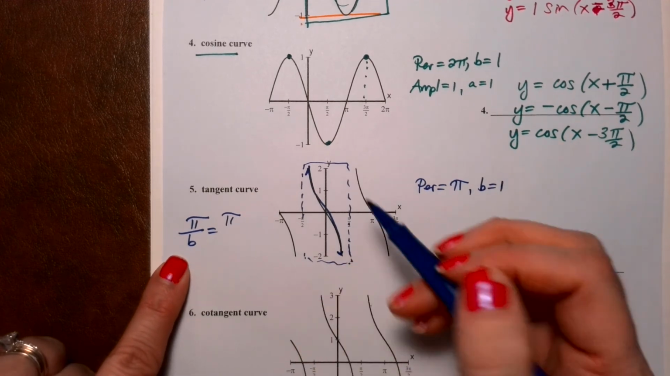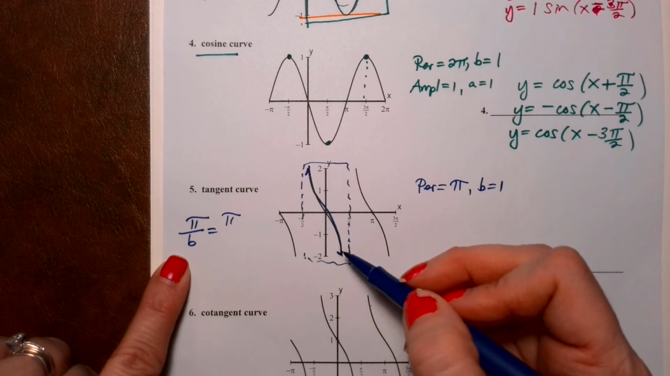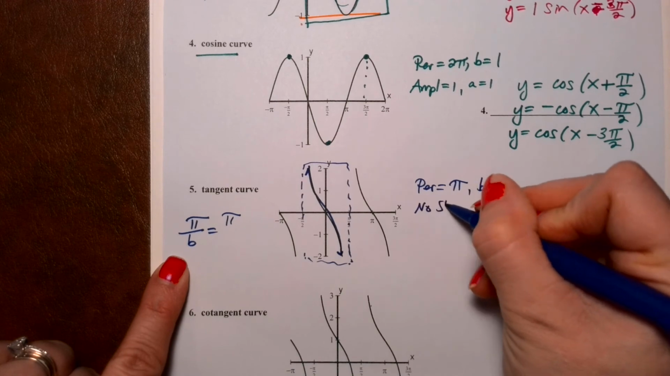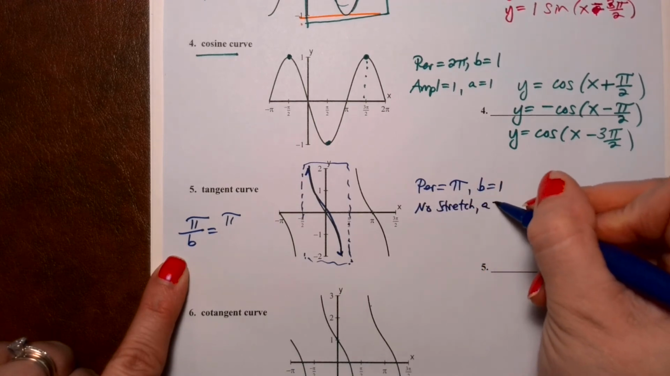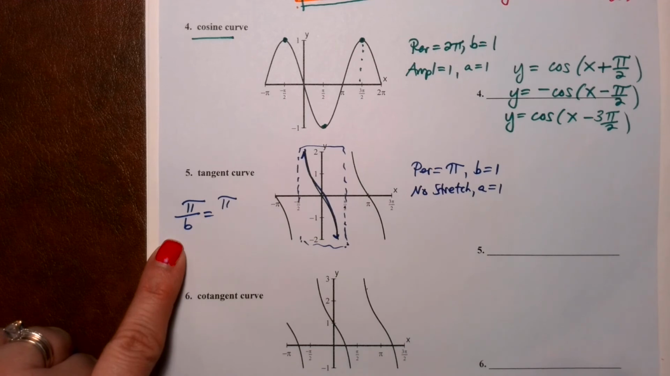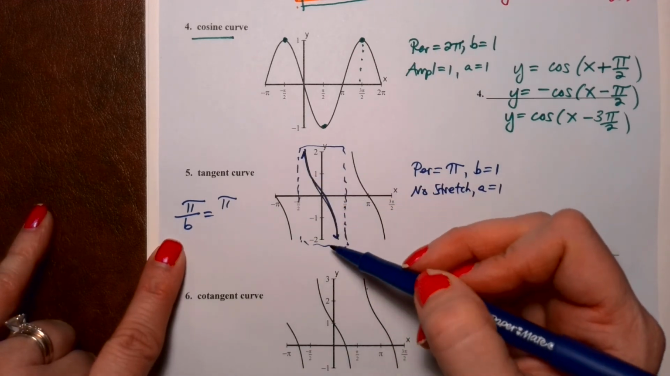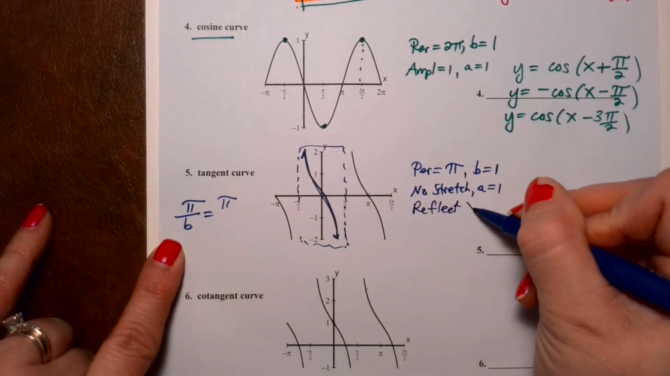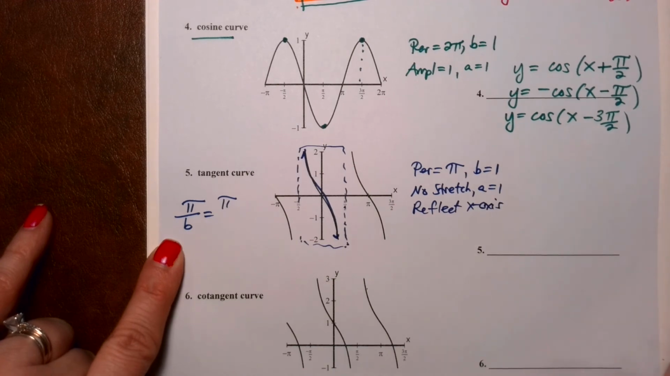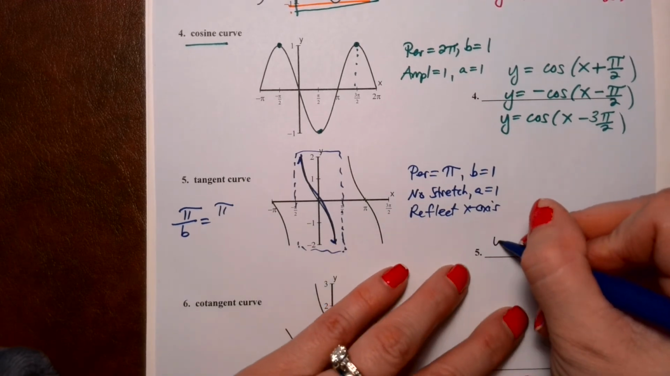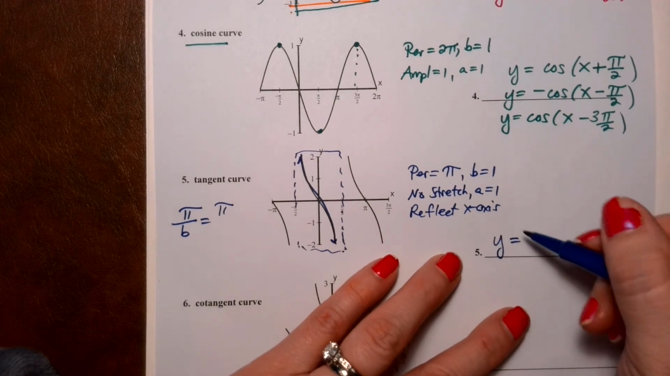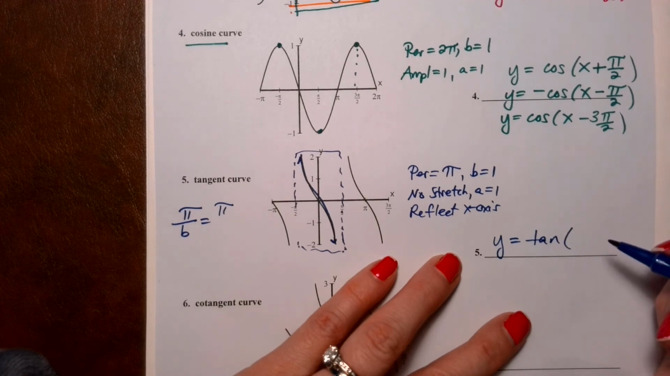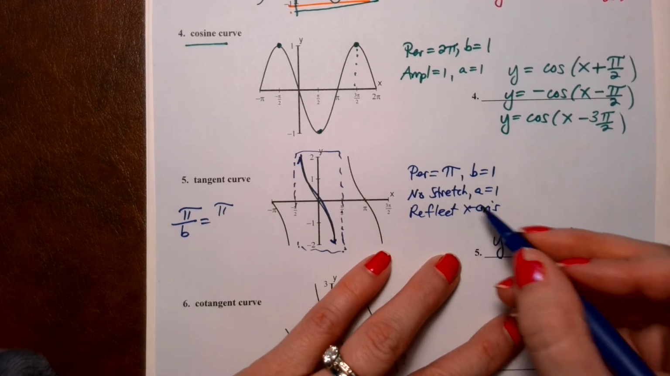I don't see any stretching or shrinking because there's no dashed lines, and I'm never going to make you make up a stretch or a shrink. So there is no stretch, which means the a value is just going to be a 1. Is there any reflection going on here? Oh, yes, there's a reflection over the x-axis. Absolutely. So let's go ahead and get started. Y equals 1, and then tangent of. Oh, what about our reflection? We've got a negative.